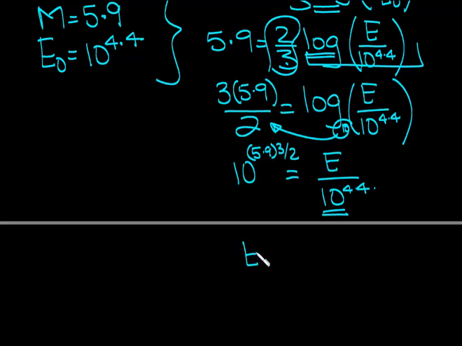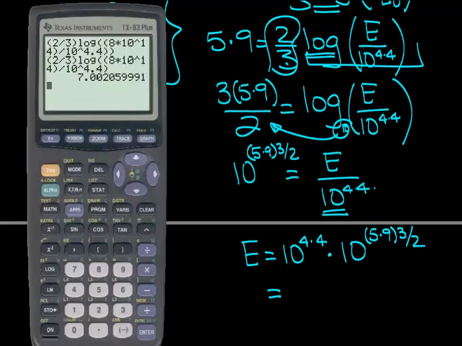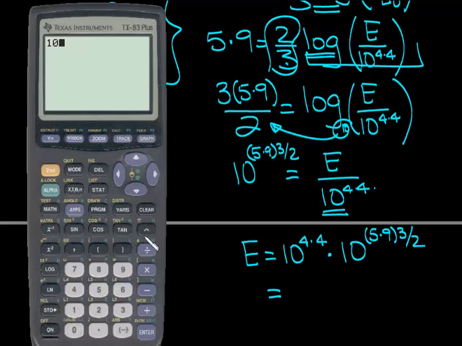Now it's just a matter of multiplying the left hand side by this quantity so we can solve for E. So E is equal to 10 raised to 4.4 multiplied by 10 raised to 5.9 times 3 over 2. If I multiply these two, that'll tell me how much energy was released in that earthquake. So let's do that. We have 10 raised to parentheses 4.4 times 10 raised to parentheses, it's 3 times 5.9, so you can go 3 times 5.9 divided by 2.